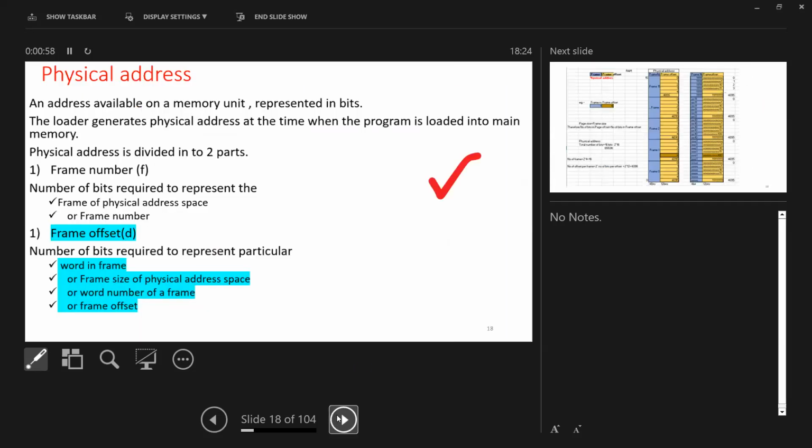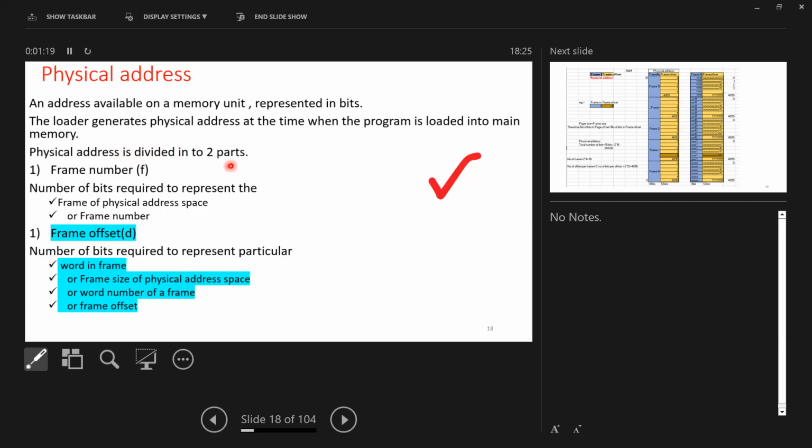Then today, we are going to discuss the physical address. Physical address, in the sense, we are going to discuss the frames. It is an address available in the memory unit, represented in bits. The loader generates the physical address at the time when the program is loaded in the main memory.